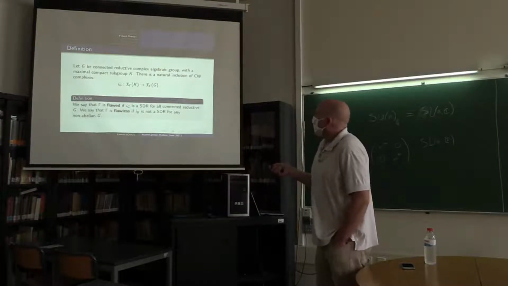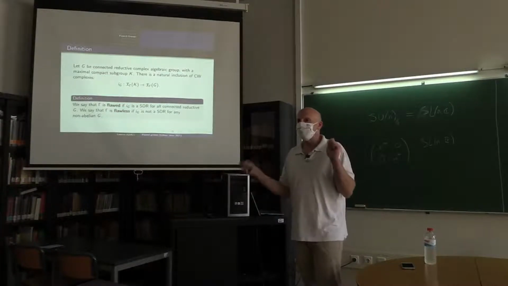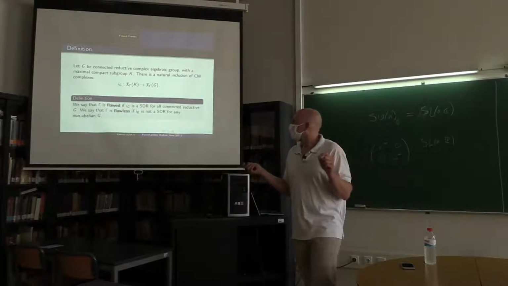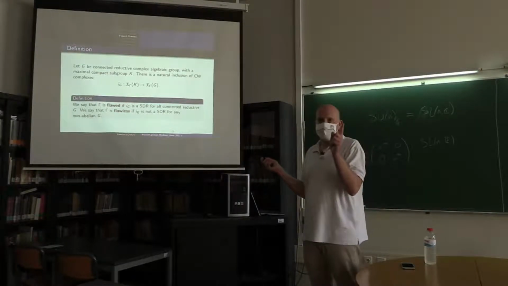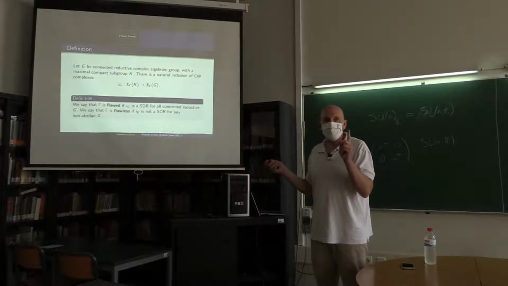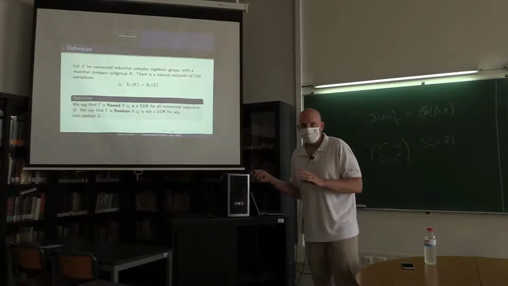All right. So we'll say that gamma is flawless, on the other hand, if this is not a strong deformation retraction for all non-abelian G. Now, these are not negations of each other. You could have a gamma fail to be flawed because it failed for one non-abelian Lie group, but that would not imply it's flawless.